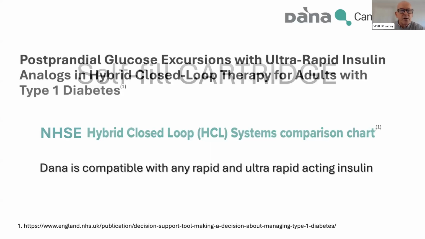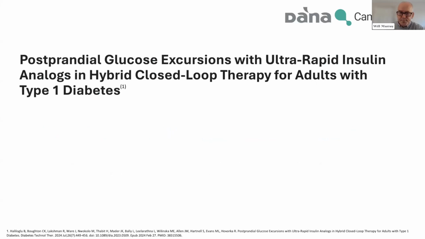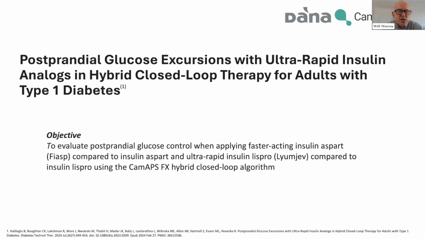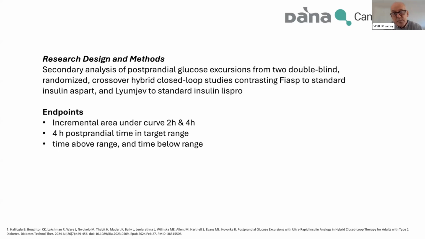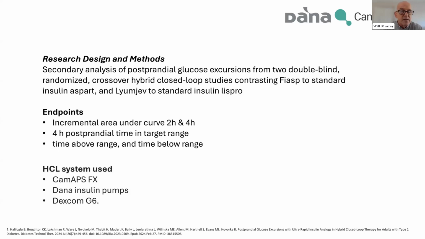If I can just share with you details from one article, where they were reviewing 2 studies looking at the effects of the rapid and ultra-rapid acting insulins on postprandial control. And a little bit more about the outline of the study is shown here. So it was a retrospective secondary analysis of 2 double-blind studies, and the endpoints were specifically 2 hours and 4 hours, the incremental area under the curve, the time in range at 4 hours, and the time above and below the range, which was 3.9 to 10 millimoles. And the HCL system that they used in the study was CamAPS, Dana insulin pumps, and the Dexcom G6.